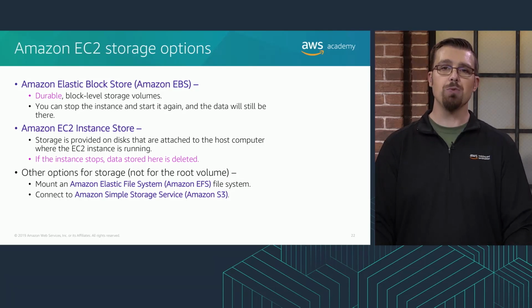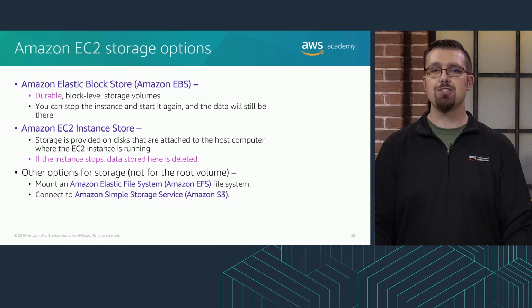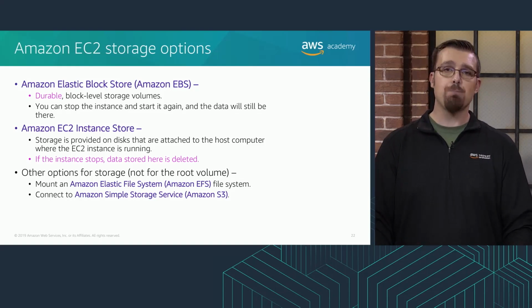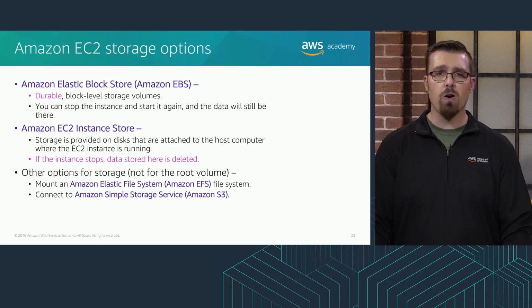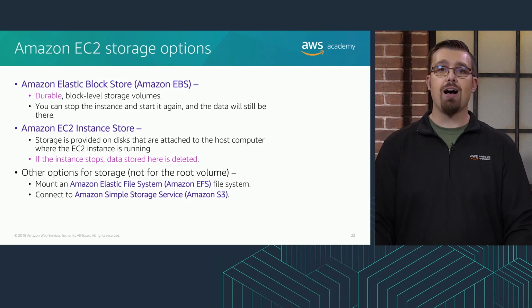Instant Store works well when you must temporarily store information that changes frequently, such as buffers and cache. It's important to know that if the instances are stopped, either because of an error or a malfunction, the data on the Instant Store will be deleted. The root volume must run on Amazon EBS or Instant Store.